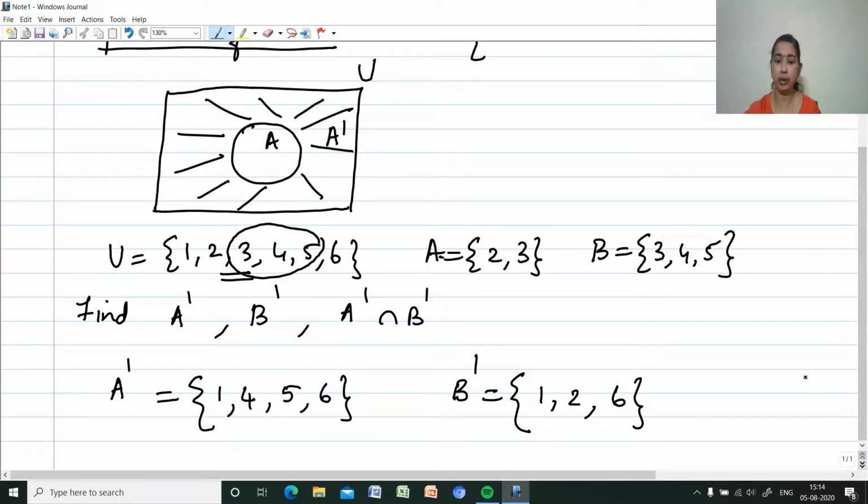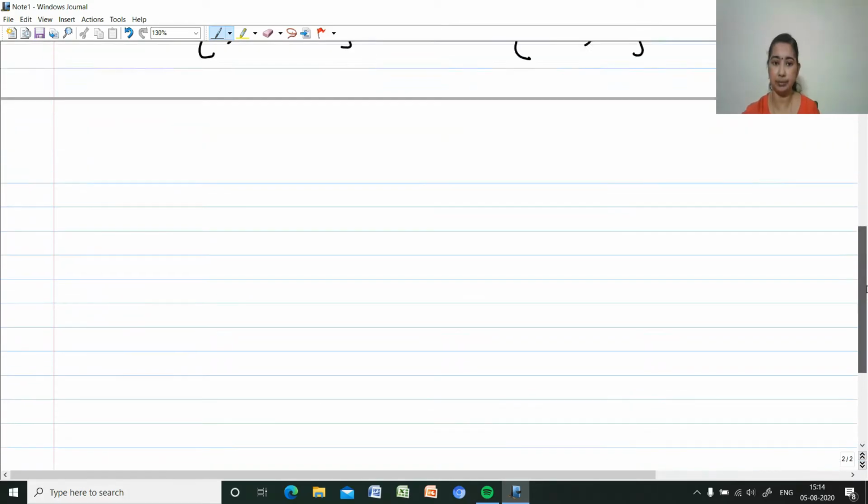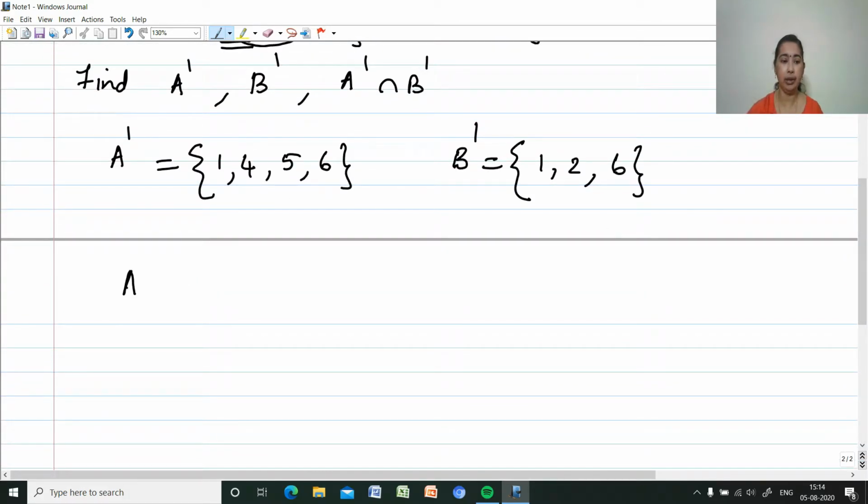Now what is A complement intersection B complement? What is common in both? 1 is common in both and also 6 is common in both. So you can write it as 1, 6 is contained in A complement intersection B complement. That is common in both, it is 1, 6.